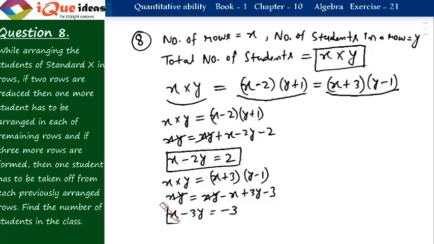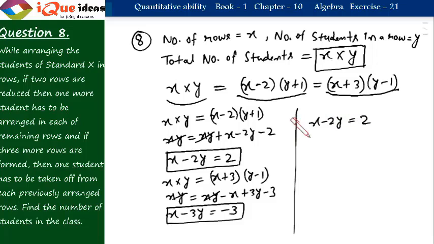So we have two equations from here. I'll write the equations here again. x minus 2y equal to 2 and x minus 3y equal to minus 3. Now subtract. So if you subtract, x becomes negative, minus 3y becomes positive, minus 3 becomes positive. x and x are cancelled. We'll have minus 2y plus 3y, that will be y, and 2 plus 3 will be 5.